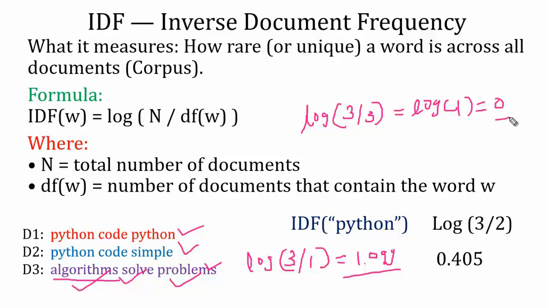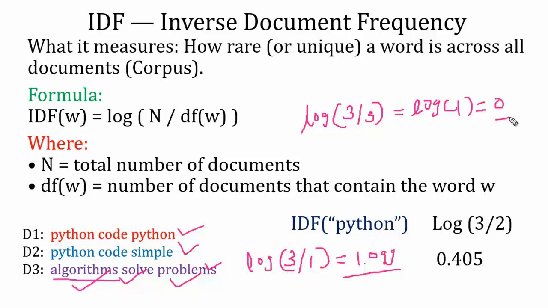So the idea is simple. If a word is common in all documents, IDF is low. If a word is rare, IDF is high. That's all. So here we are giving higher weight to words that are common in one document but rare across all documents, right? So this way we can calculate IDF, inverse document frequency.